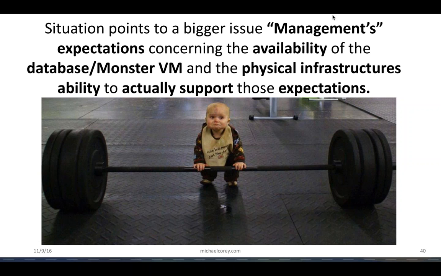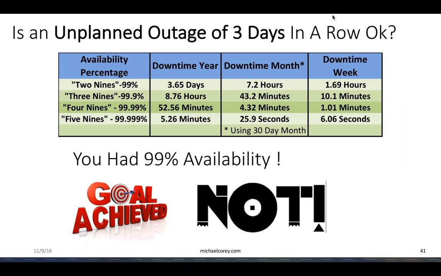And I just love this picture of the baby. And so I go back to you and say, if you had an unplanned outage of 3 days in a row, would your users be happy? Technically, you had 99% availability. You met your SLA. But the point is, was your goal achieved? No, your goal was not achieved. Nobody would be happy with this.